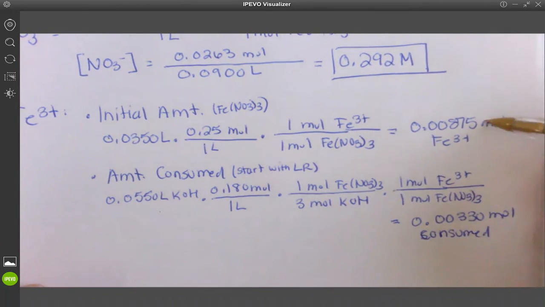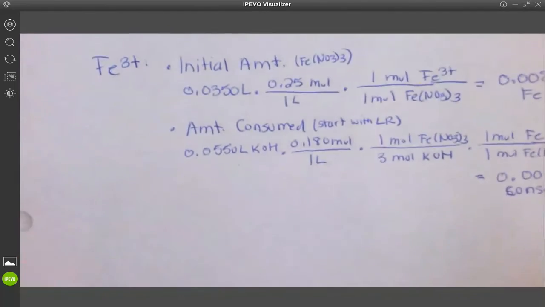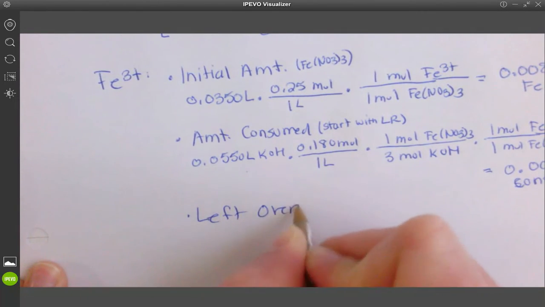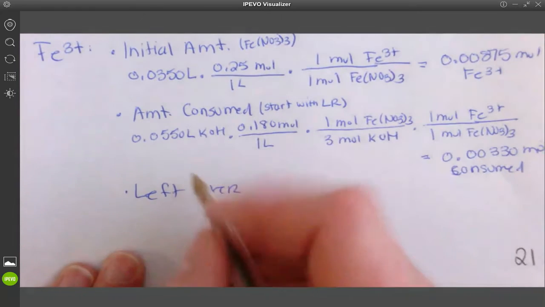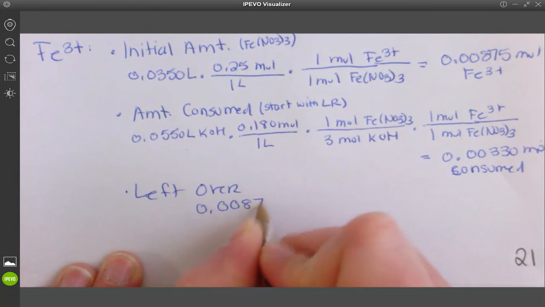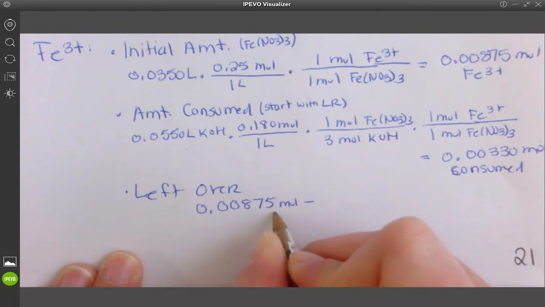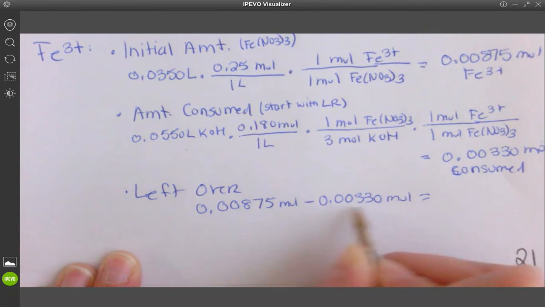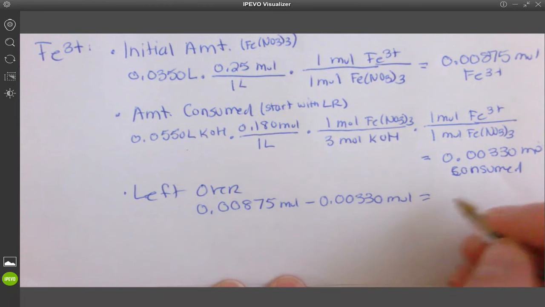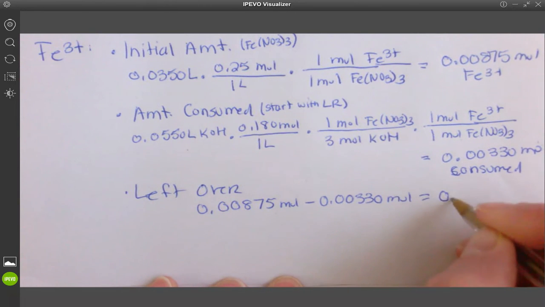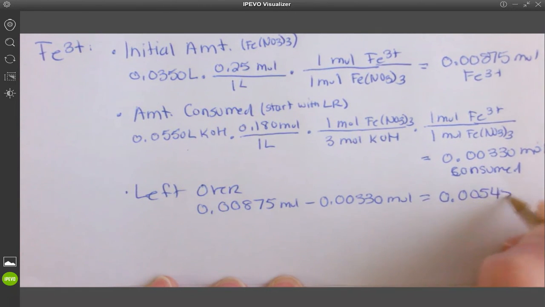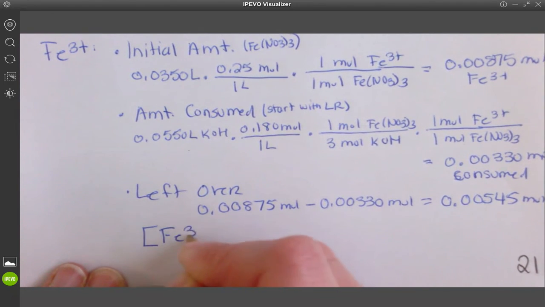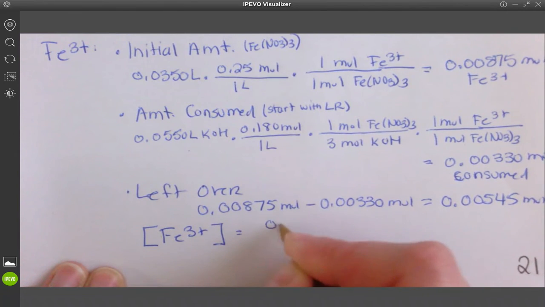Now I'm just going to look for the difference between these, and then I can calculate my concentration. So how much then was left over? I would have my 0.00875 mole, which is how it was initially in the solution before it reacted, minus this 0.00330 moles of what was consumed to make the precipitate. So I get 0.00545 mole.